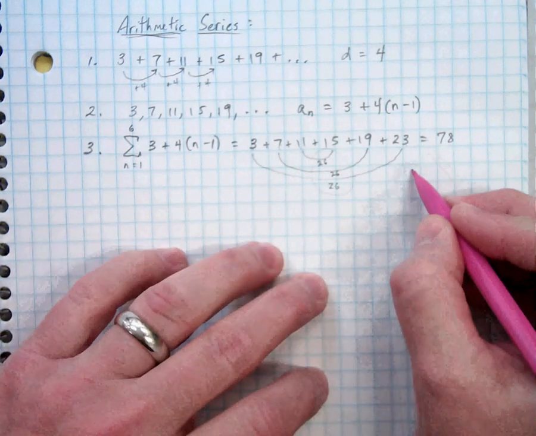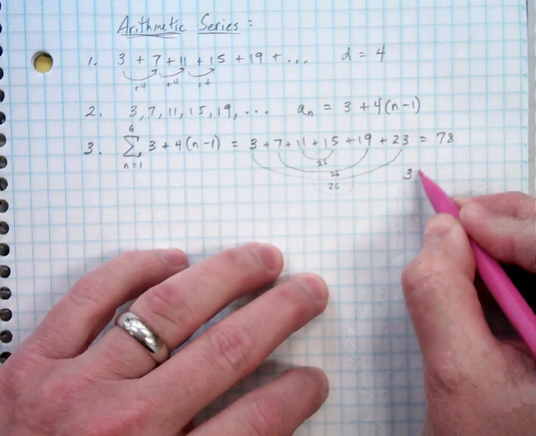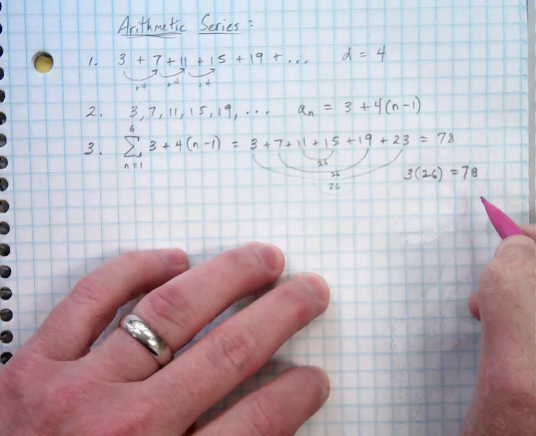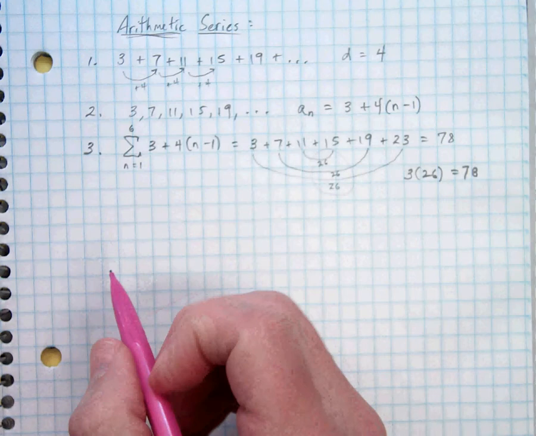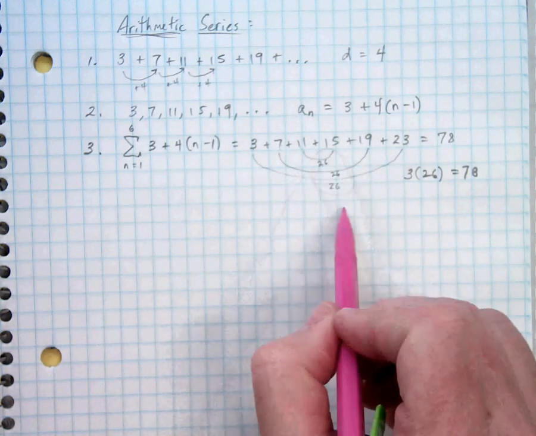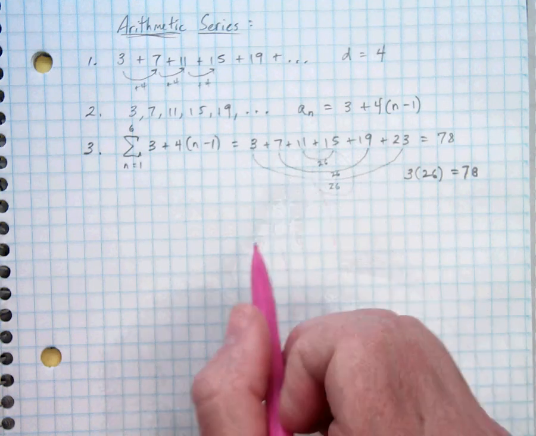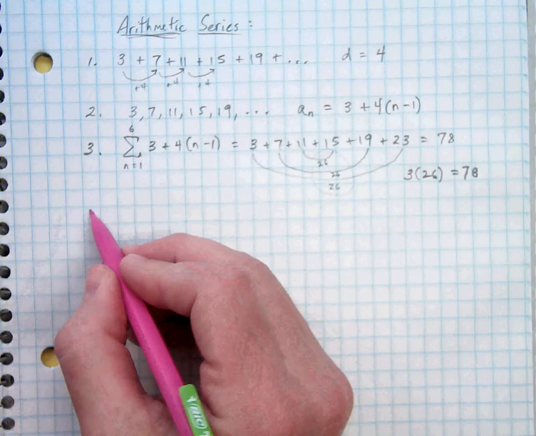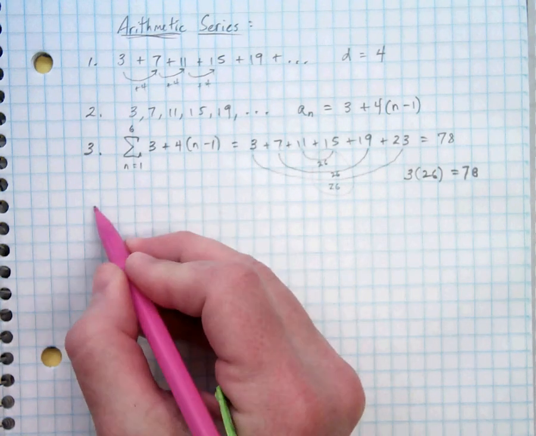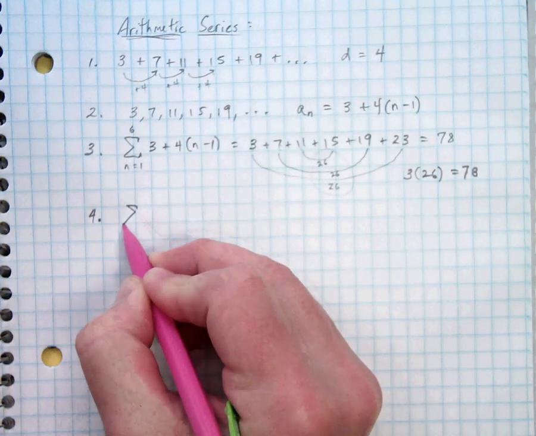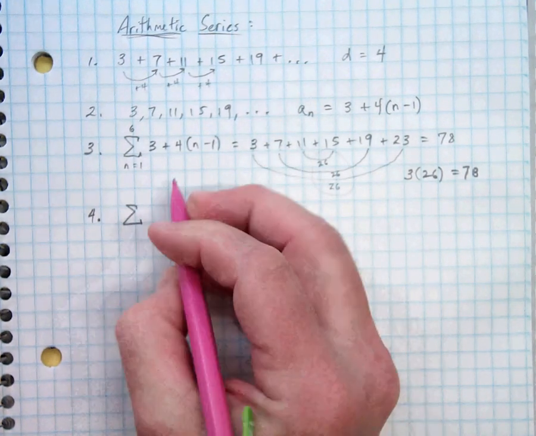So another way to do this would just be, all right, there's 3 times 26, which is 78. So that's the idea behind this formula I'm going to show you that gives us a shortcut. All right. So see if you can use that general idea to figure out this sum.